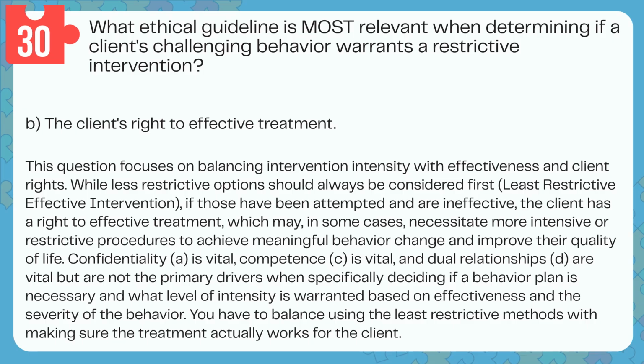Confidentiality, A, competence, C, and dual relationships, D, are vital but are not the primary drivers when specifically deciding if a behavior plan is necessary and what level of intensity is warranted based on effectiveness and the severity of the behavior. You have to balance using the least restrictive methods with making sure the treatment actually works for the client.